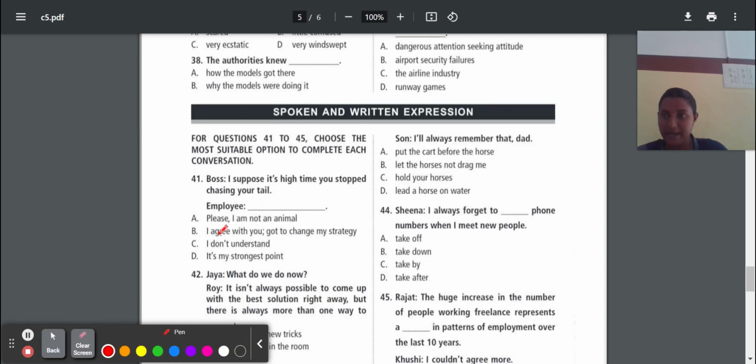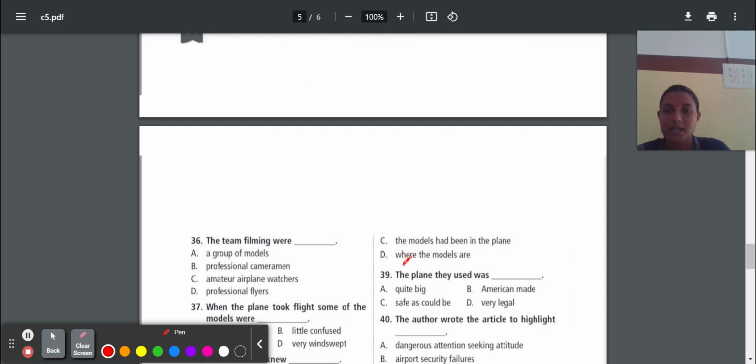Question number 38. The authorities knew dash. Option A, how the models got there. Option B, why the models were doing wrong. Option C, the models had been in the plane. Option D, where the models are. Answer for the question 38 is option C, the models had been in the plane.